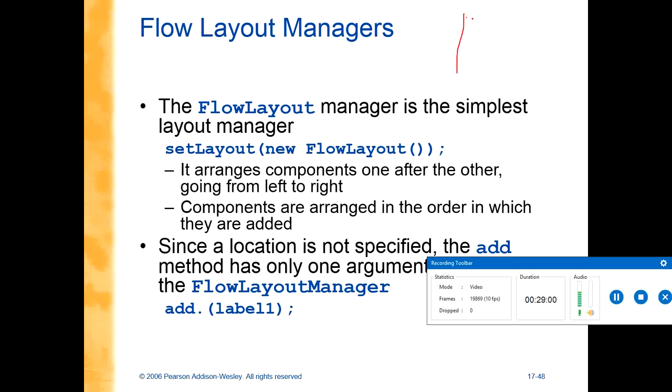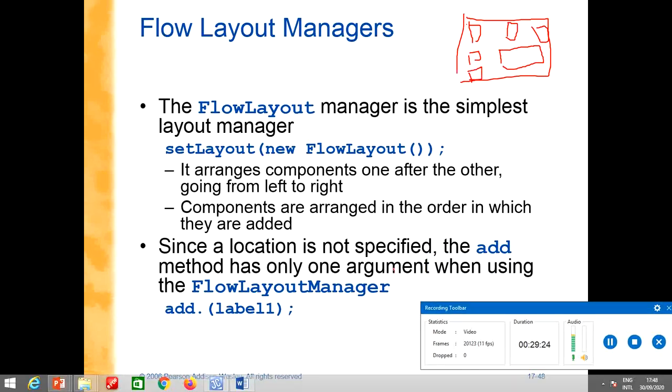Suppose I have this frame. First will be arranged over here, second will be arranged here, third will be arranged here. Now there is no more space, so fourth will be arranged here. If the fifth is a large one, fifth will be arranged here. Now sixth, since there is no space, sixth will be arranged here. So this is how the components are arranged in the flow layout. It arranges the components one after another going from left to right. Components are arranged in the order in which you add them to the frame.